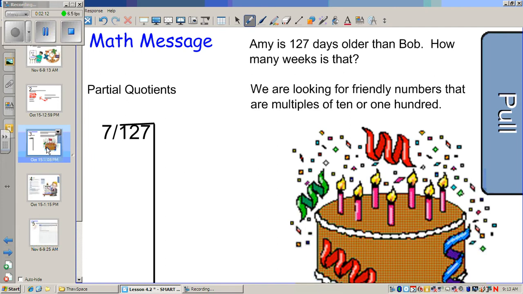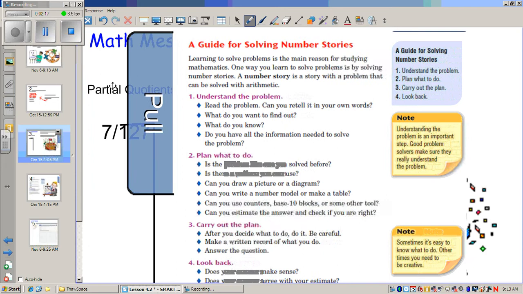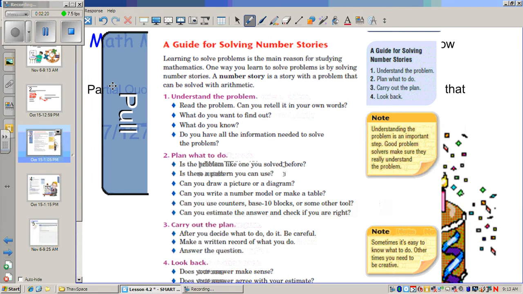So before we do that, though, I would like us to look at our directions and how we figure out numbers. It says a guide for solving number stories. It says learning to solve problems is the main reason for studying mathematics. One way you learn to solve problems is by solving number stories. A number story is a story with a problem that can be solved with arithmetic, another name for math. So one is understanding the problem. You read it. Can you retell it in your own words? What is it asking you to find out? What do you know? And do you have all the information you need? And if you don't, it's really going to be hard to solve.